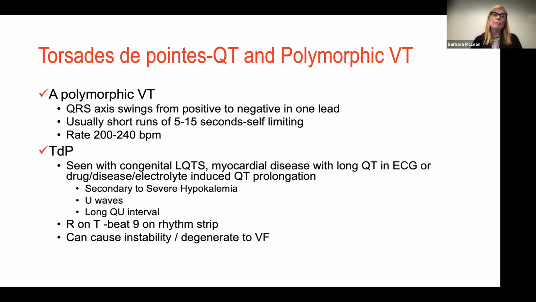Polymorphic VT, very, very important, tends to have short runs of about 15 seconds, and the rate is typically 200 to 240 beats per minute in polymorphic VT. In TDP, I'm always going to suspect that when I see that I have a patient with a long QT syndrome.